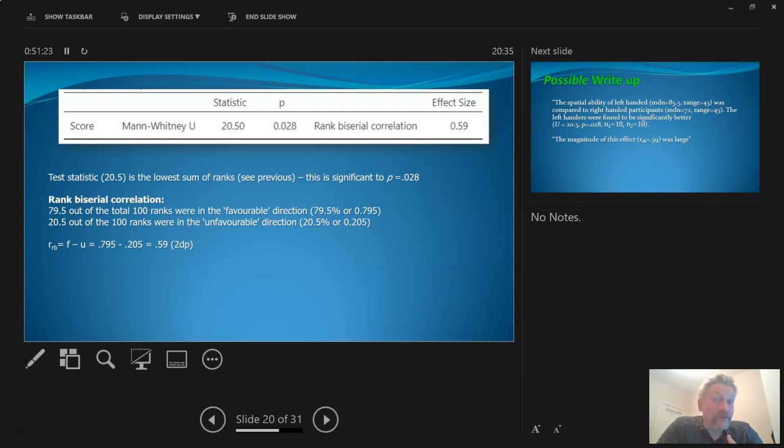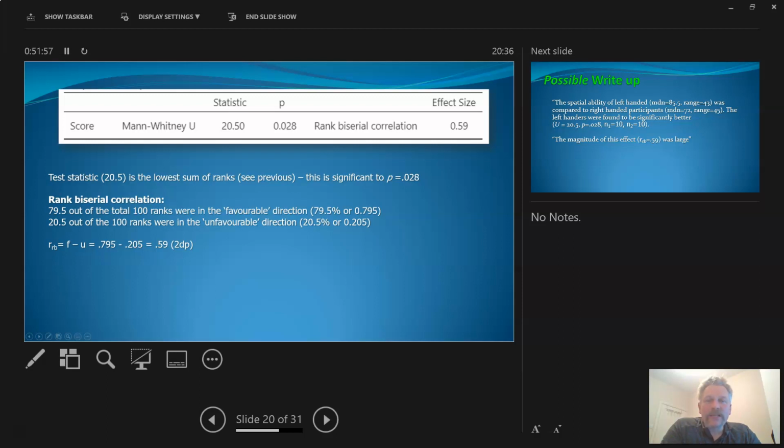And what we're trying to infer from this is that maybe there is a systematic difference between left and right-handed people in terms of their spatial ability. So, pardon me. To contextualize the effect size that I was talking about, what Jamovi does for the Mann-Whitney test is compute the rank biserial correlation. And we can see here it is 0.59.